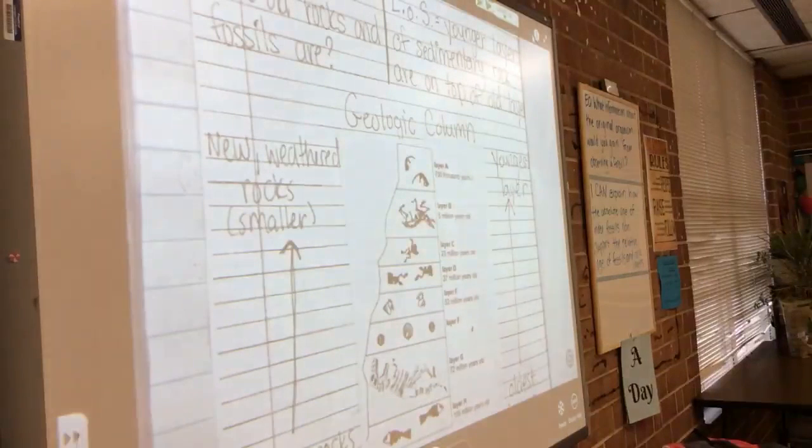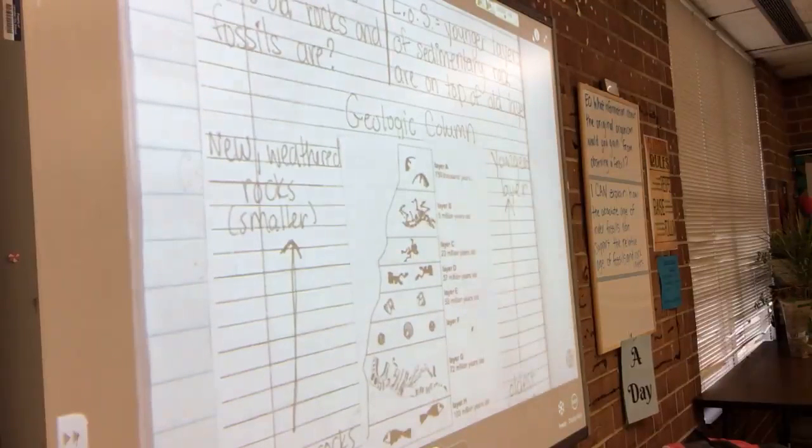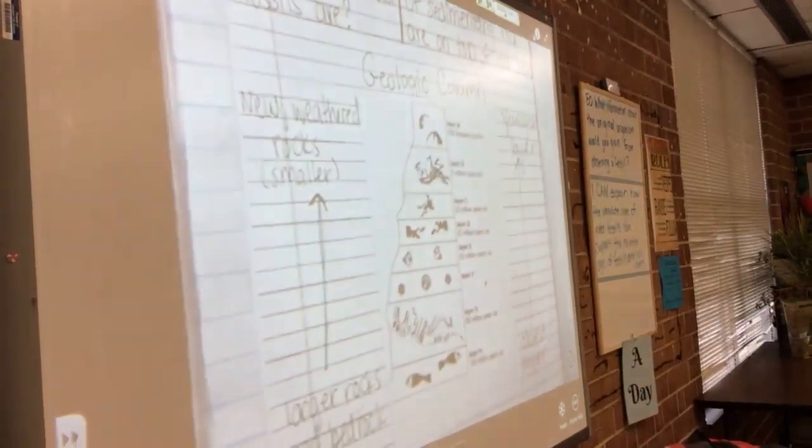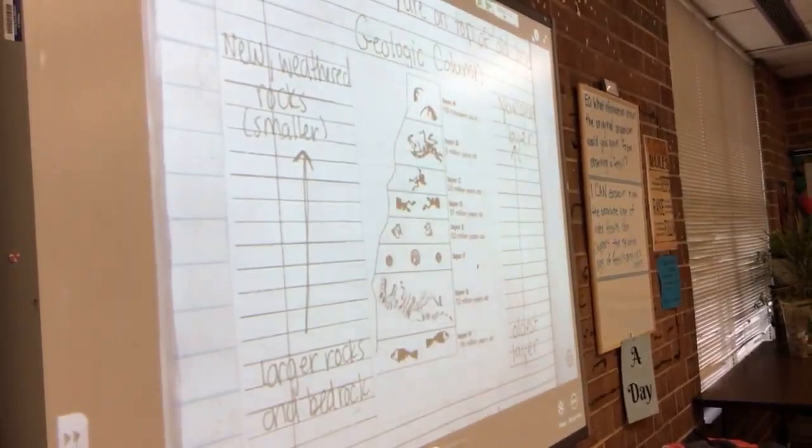So on the right side, I put oldest layer with the arrow pointing up to youngest layer. And when you're dealing with a geologic column, the older the rock is, usually the bigger it is, because all the rocks on top are the rocks we see on the surface of the earth. Little bits of rock, the gravel, the weathered rock. The older stuff is larger boulders, the bedrock. They haven't been weathered down in a long time, so they've been formed and not messed with for a long time, so they're big rocks.